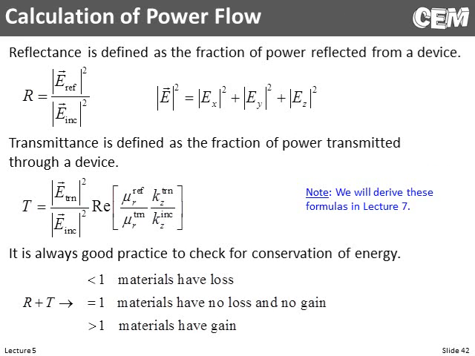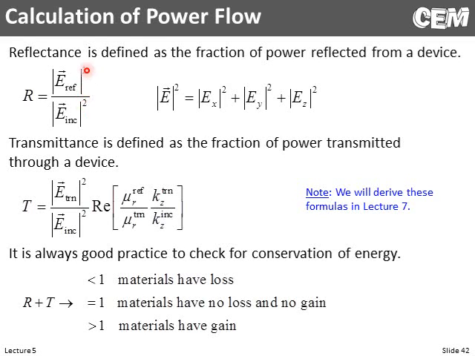Once we know all three field components, now we can calculate how much power is in those waves. And usually what is more interesting or more useful, instead of how much power is in the transmitted or reflected wave, is what fraction of power is in the reflected and transmitted waves. So how much of the power from the applied wave ends up being reflected or transmitted. And we'll call that reflectance and transmittance, defined as the fraction of power that's either reflected or transmitted.